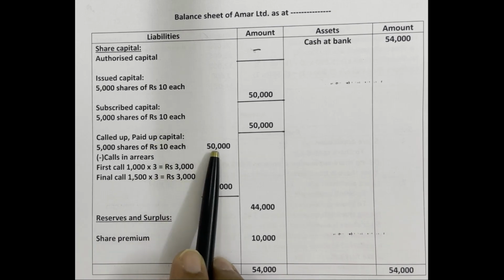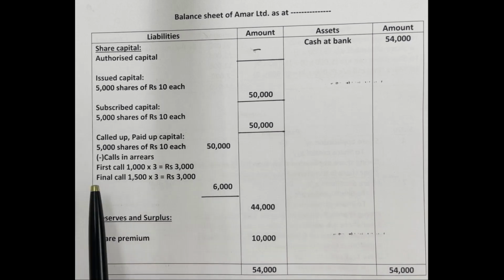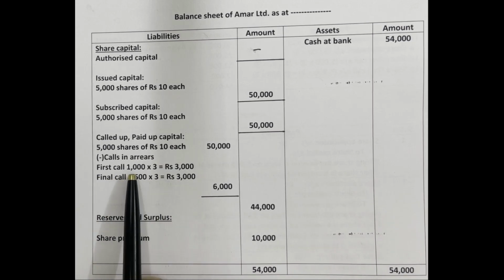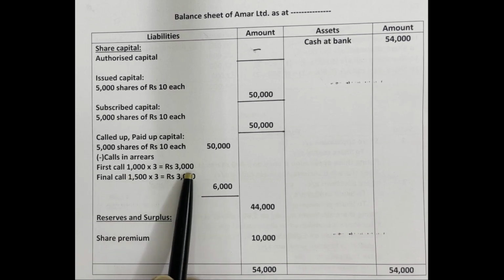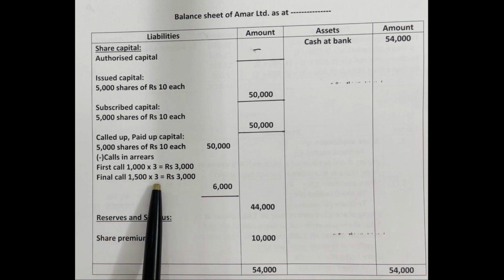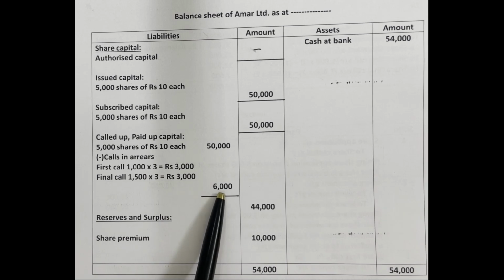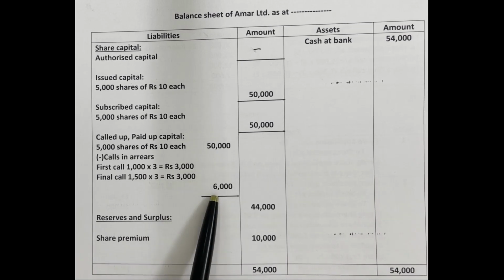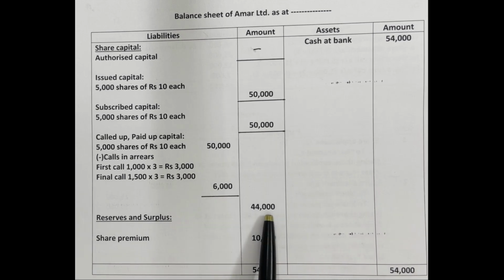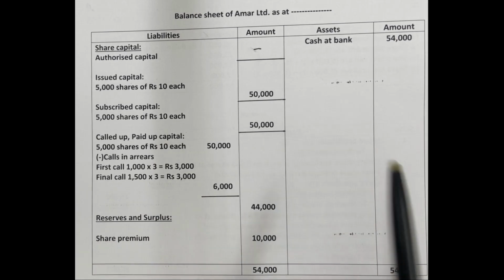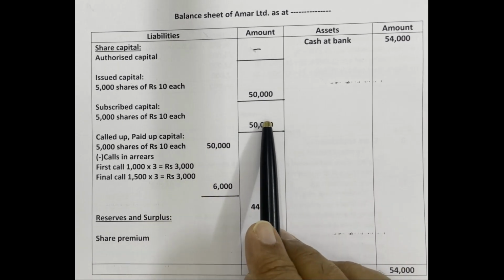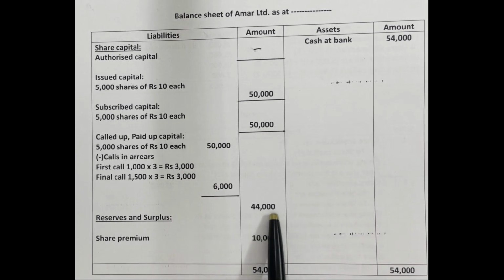But paid up capital is not 50,000 because calls in arrear is there. On first call, at the rate of 3 rupees on 1,000 shares, there is a calls in arrear of 3,000. On final call, at the rate of 3 rupees per share, on 1,500 shares, there is a calls in arrears amount of 3,000. So 3,000 plus 3,000, total calls in arrear amount is 6,000. From 50,000, subtract this calls in arrears amount, 6,000. So in outer column, finally paid up capital is 44,000 rupees. So for totaling purpose, we should not consider issued capital, subscribed capital and called up capital. So we should consider only paid up capital. That is why paid up capital we wrote in outer column.